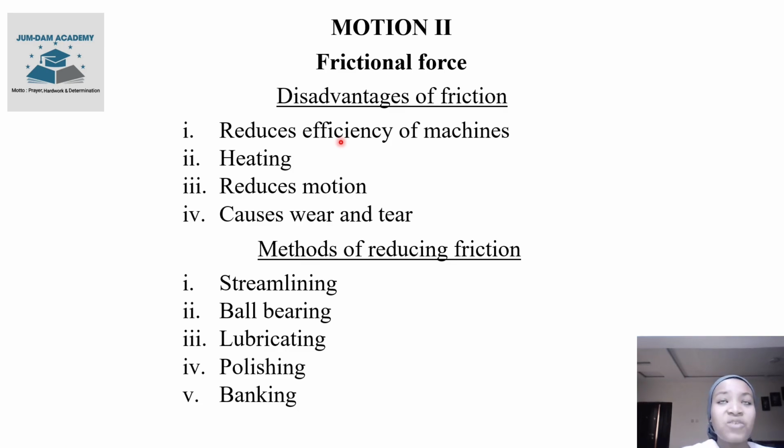So to reduce this friction, we have streamlining, ball bearings, and lubricating. Like I said, when you put oil or water on something, it reduces the friction. We have polishing. When you polish the floors, you see that things are sliding on it. We have banking. I believe you understand everything I've done in this video.